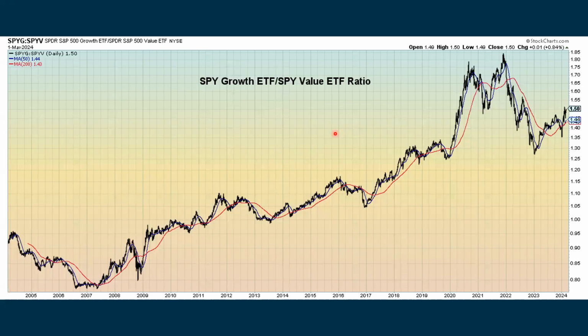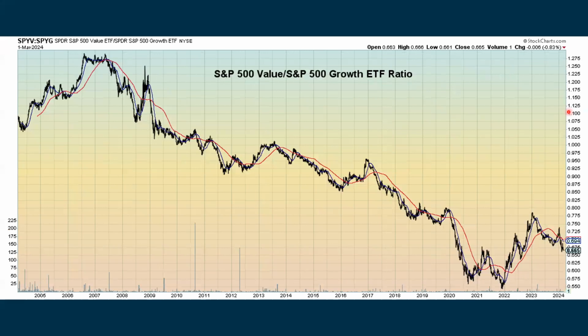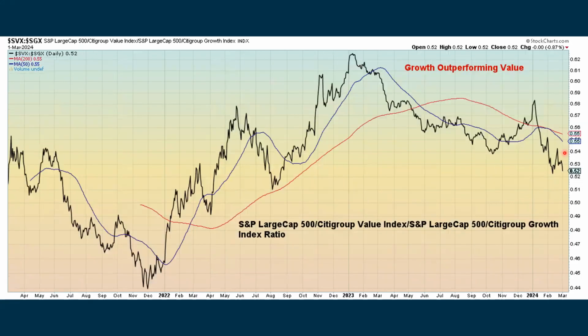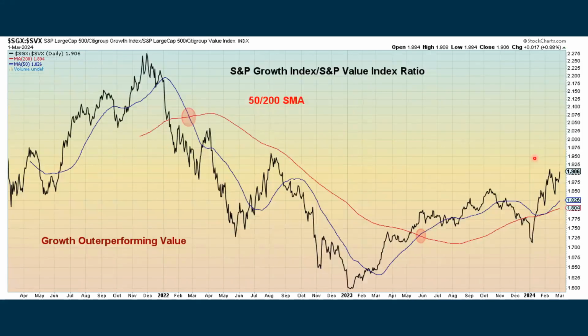Here's an ETF of growth to value showing that growth is outperforming value. This is an inverse showing how value is underperforming growth. And here's another look, longer term, showing how growth is outperforming value. And we're seeing a golden cross here where growth is outperforming value in more of a trending sense as well. Then we look here at value. This is a shorter term chart where it is underperforming growth. Then here's another look showing how growth is outperforming value.